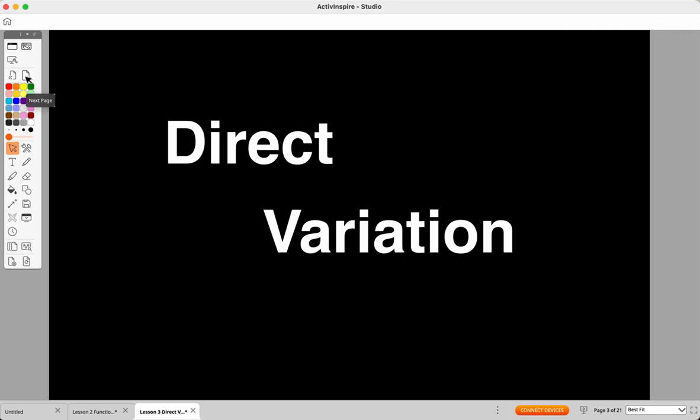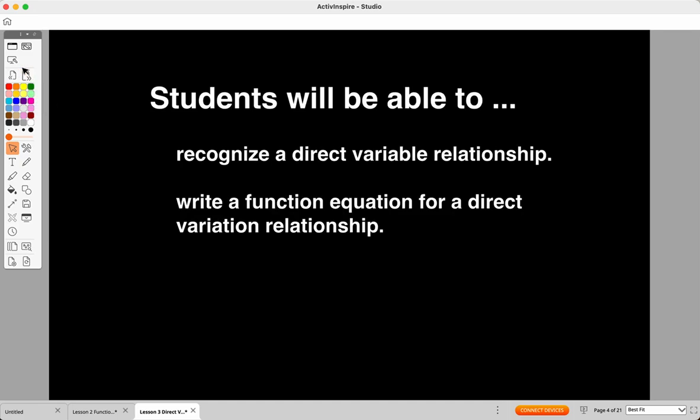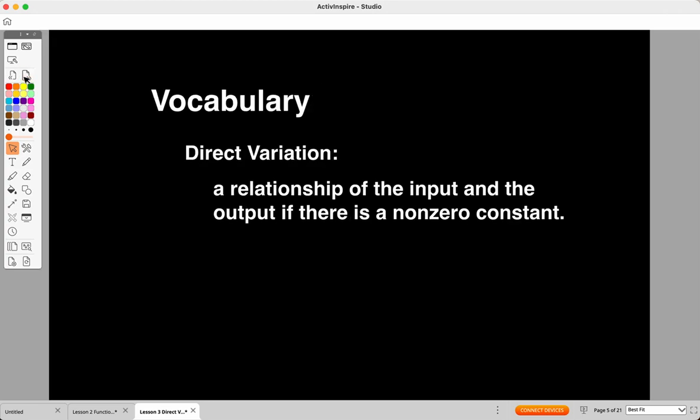But we're going to start here by looking at what is direct variation. What is that idea that something changes directly? What does that mean? Well, our goal today is that you can recognize a direct variation relationship and write a function equation for a direct variation equation in multiple different methods. So let's start here. What is direct variation?